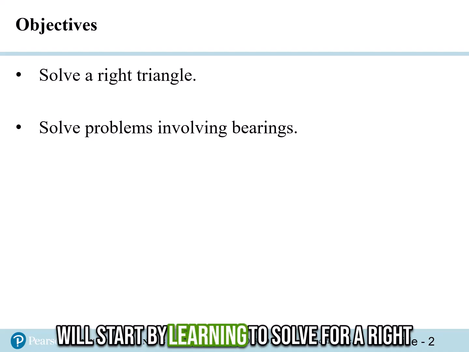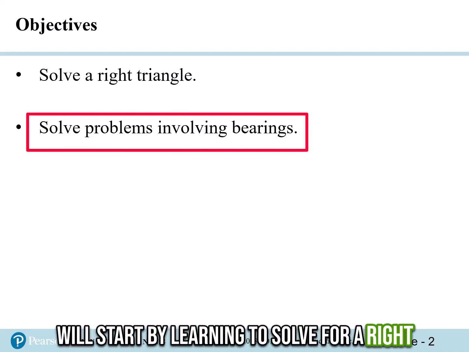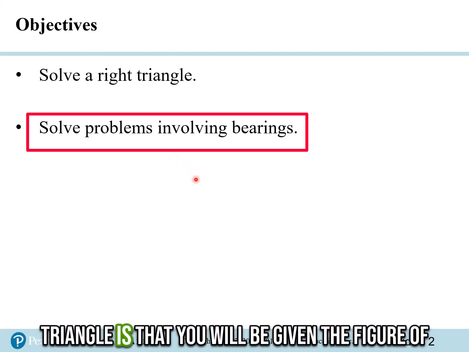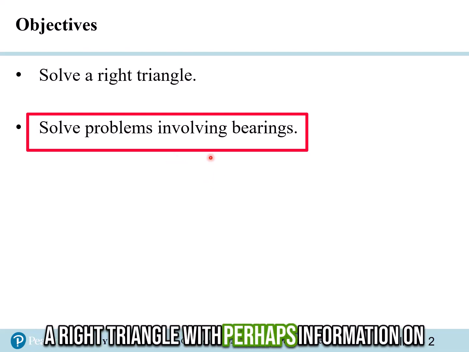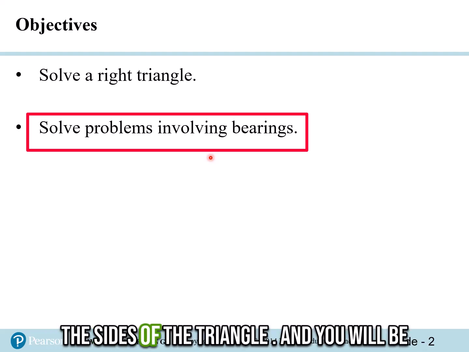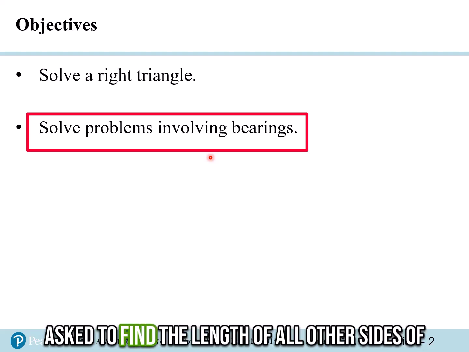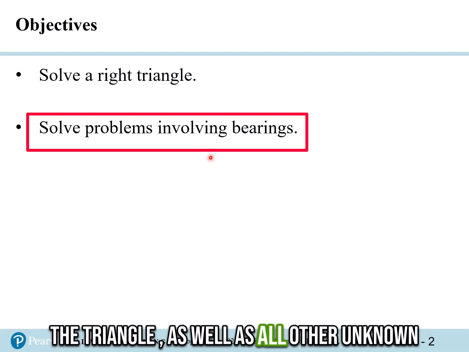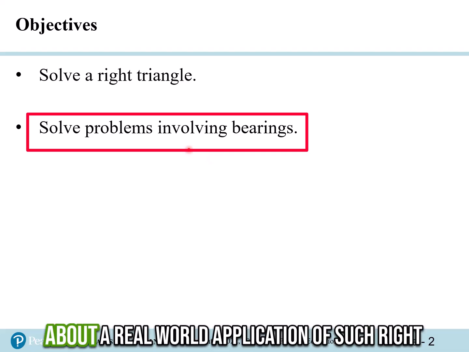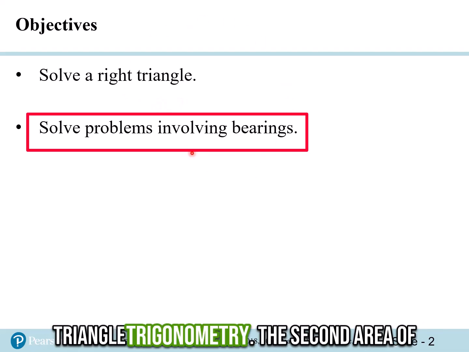We will start by learning to solve for a right triangle. What we mean by solving for a right triangle is that you will be given the figure of a right triangle with perhaps information on one angle measure and the length of one of the sides of the triangle, and you'll be asked to find the length of all other sides of the triangle as well as all other unknown angles in that triangle. We will also talk about a real-world application of such right triangle trigonometry.